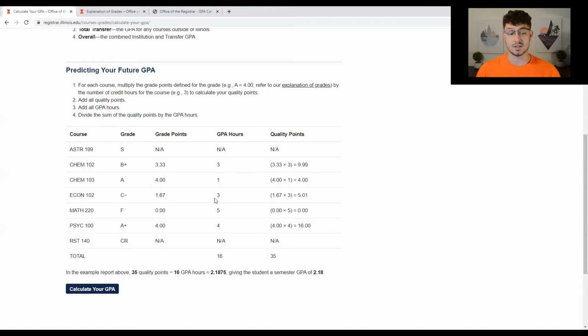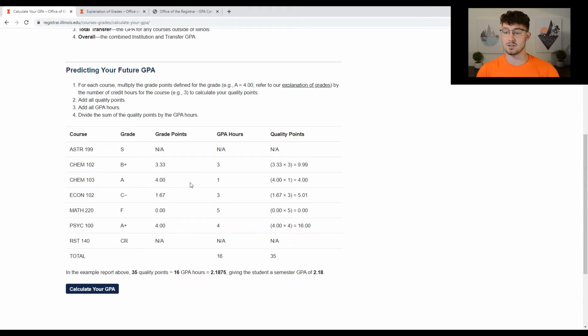Now, looking at the courses that have letter grades, we see here Chem 102 B+, Chem 103 A, Econ 102 C-, Math 220 F, Psych 100 A+. And so from there, we can look at the grade points. We do operate on a 4.0 scale, and we do count the pluses and minuses. Some institutions, what they do is an A is just a flat, let's say 4.0 for that.